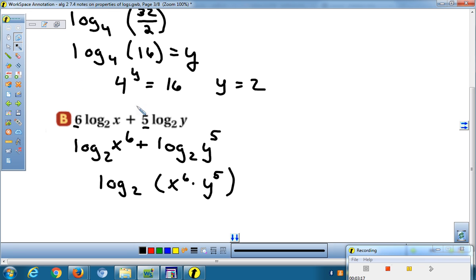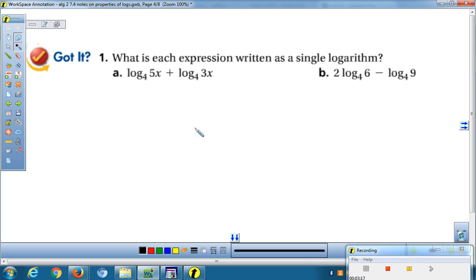Okay? Questions on these two? So you can see how all of these properties are going to start getting combined. And you need to systematically work through the problem to solve them. Try these at your desk. Remember, it needs to be a multiple in front of the log to go up as an exponent.